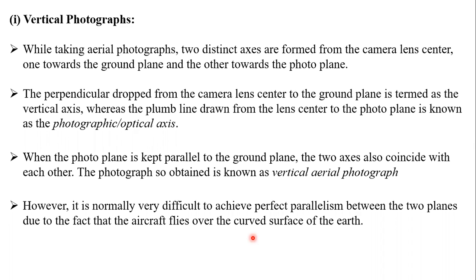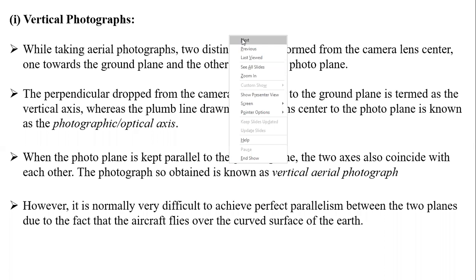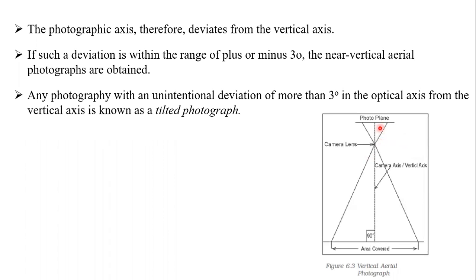A photograph taken like that is called an aerial photograph. I will show one image. Yeah, this is what I mean, students. See, this is the photo plane axis. This is the camera lens, and this is the camera axis or vertical axis. It should definitely be around 90 degrees. This is the area covered. These are the lenses, the focus lenses.